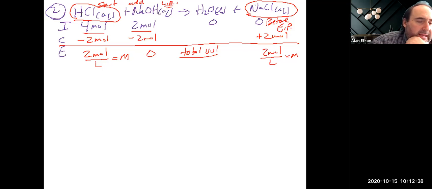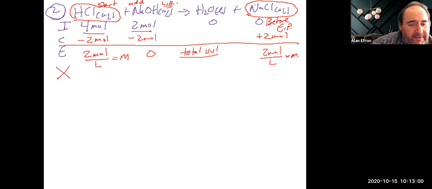If I wanted to calculate the pH, I could use the Henderson-Hasselbalch equation, and if you're saying that, I'll give you a hint: that is wrong. These are not a buffer here, right? HCl is a strong acid. Sodium chloride is a weak conjugate base. These are not a buffer here.